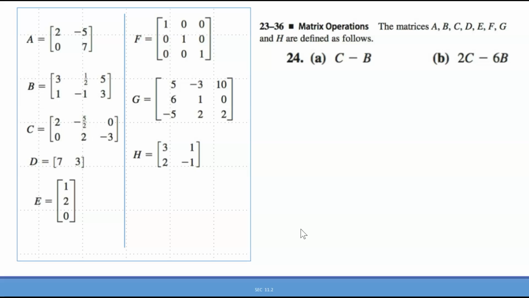If we look at a scalar multiplication, we take that scalar, which is a constant, and we multiply every entry inside of the matrix by that scalar or by that number.